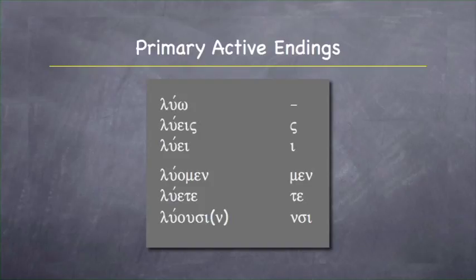Those endings are nothing, sigma, iota, men, te, nsi. And they connect with a connecting vowel, and you end up with o, eis, ei, omen, ete, ousi with a new movable nu. And then attached to luo, you have luo, lueis, luei, luomen, luete, luousi.